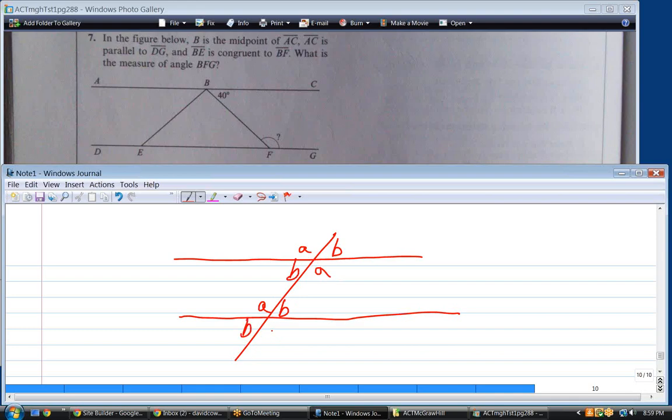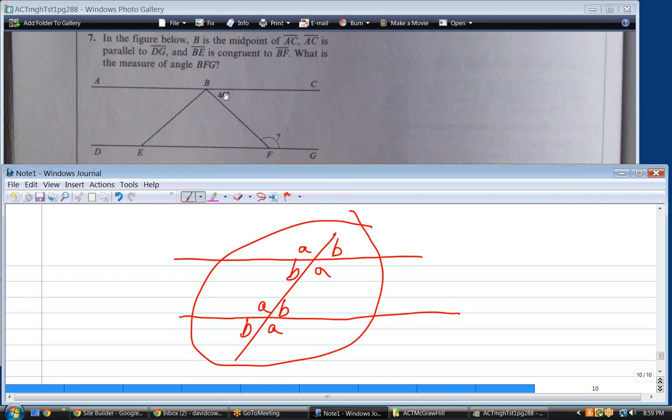That's B because it's vertical. That's A because it's vertical. Oh, okay. So this is what you remember. You need to remember that right there. There will be at least 4 problems on this test that require you to know what happens when you cut two parallel lines with a transversal.